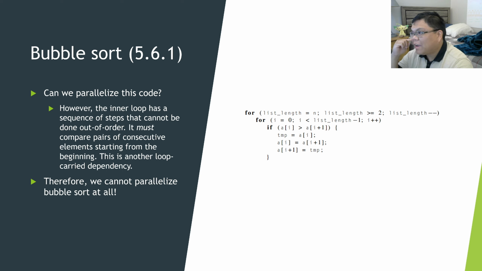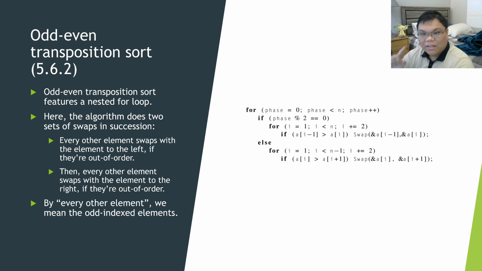Is there something else we can try? Well, we could try rewriting bubble sort altogether, or we can just give up and try a different sorting algorithm. Odd-even sort, or odd-even transposition sort, also features a nested for loop.